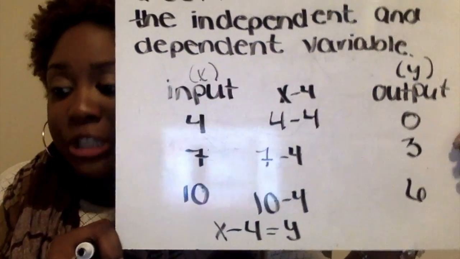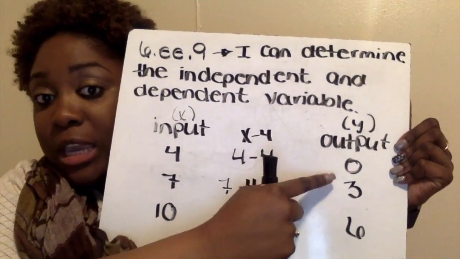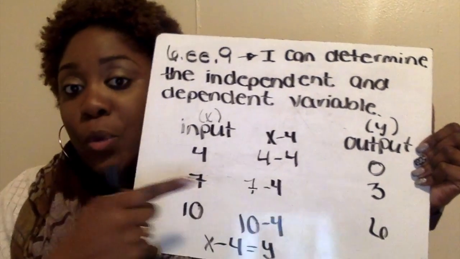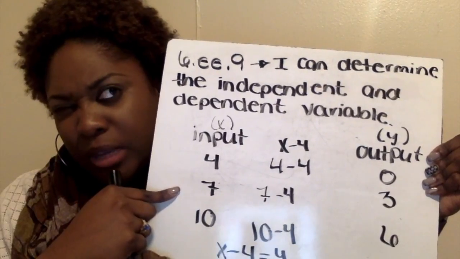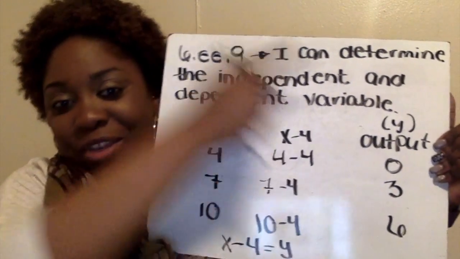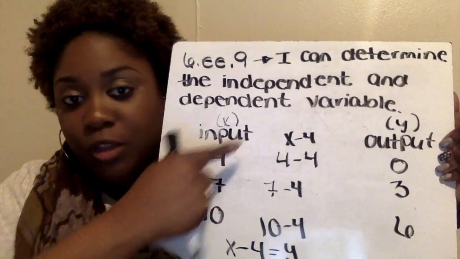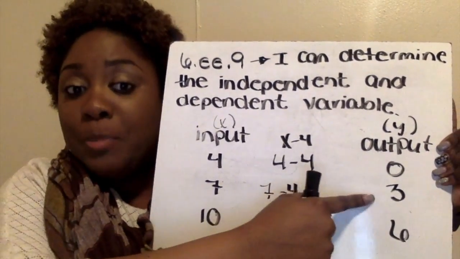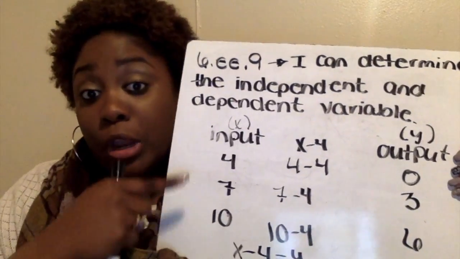That's it, you guys. That is literally it. Now, the main thing that you need to keep in mind when you're doing independent and dependent variables is that your independent variable determines what your dependent variable is going to be. Our output changes whenever we put in a different input. The rules stay the same, but our dependent variable is dependent on our independent variable. Okay? So let's see if we can do this one.